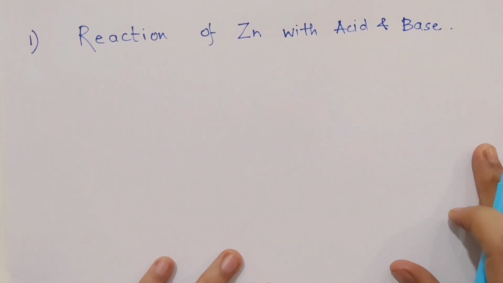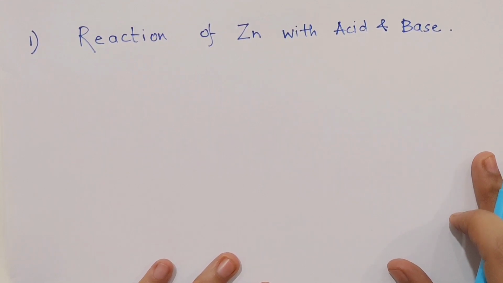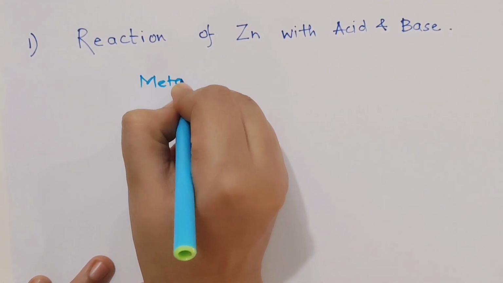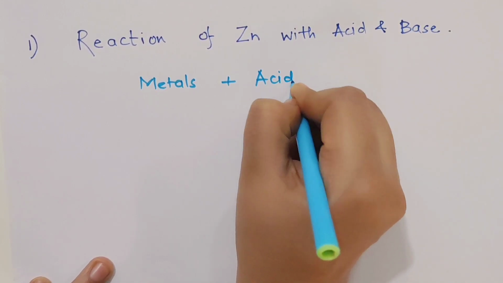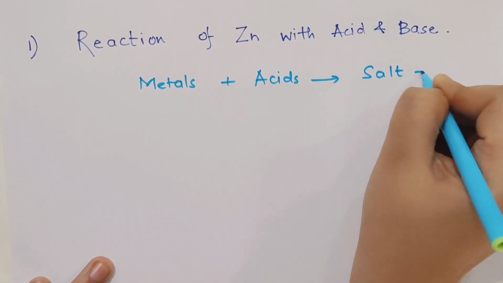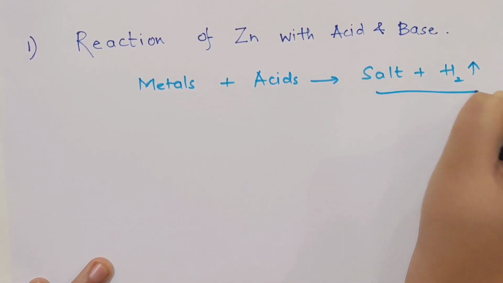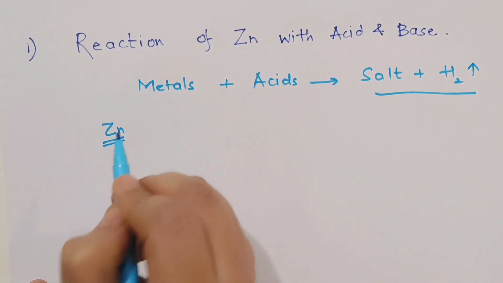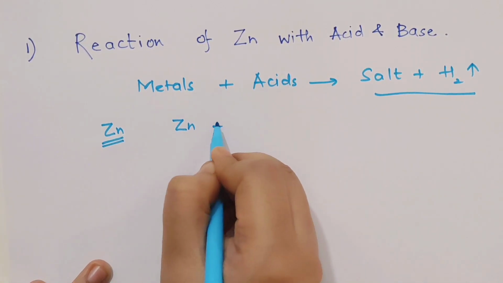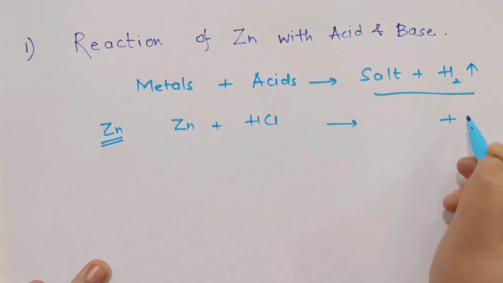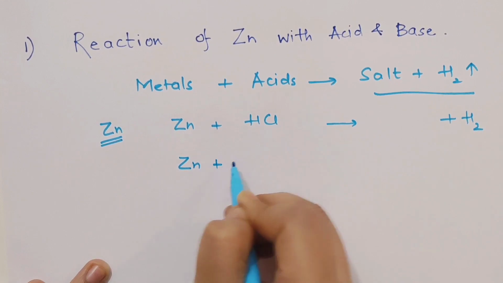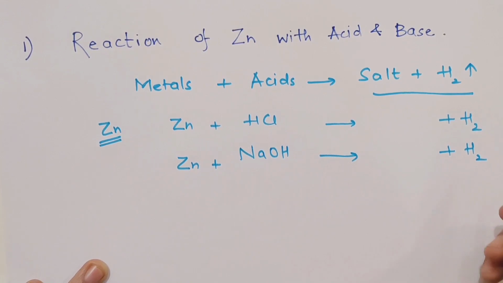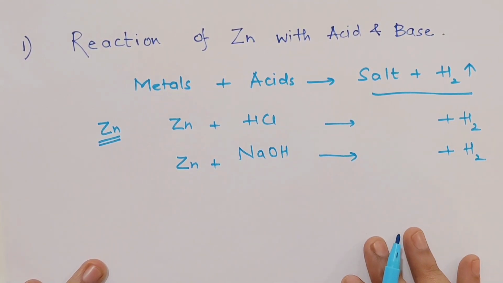This is the first equation, reaction of zinc with acids and bases. Now see, we know that metals react with acids, dilute acids, to give salt and liberate hydrogen gas. This we know, this is a very general reaction. Now, zinc is the only metal in your syllabus which would react with acids to liberate hydrogen gas. It would also react with base to liberate the same thing, hydrogen gas. But obviously the salt that would be formed is going to be different in both cases.